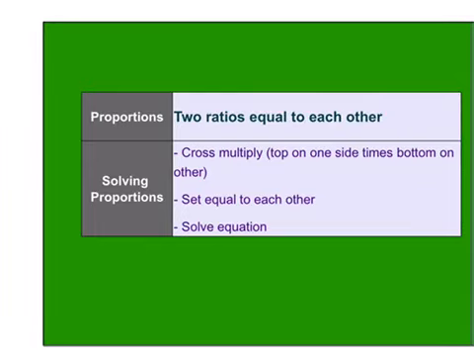So now we're going to start looking at proportions. Proportions are two ratios that are equal to each other. When you see the word ratios, it just means fractions. They're two fractions that are equal to each other. And to do this, we're going to cross multiply. So we're going to do top times the opposite bottom is going to equal top times the opposite bottom.